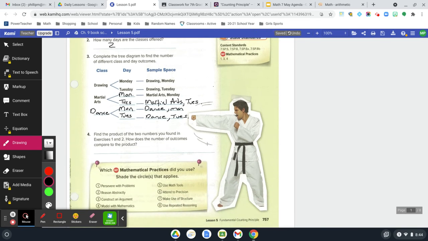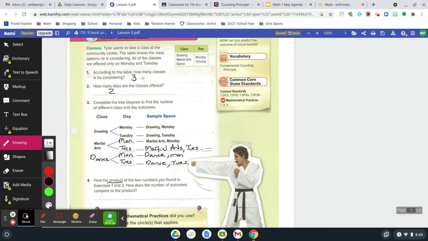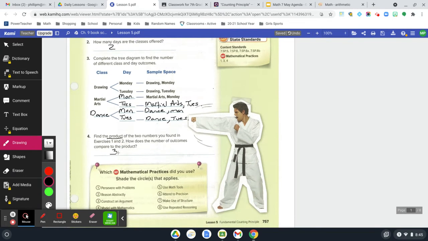Now, number 4, find the product of the 2 numbers you found in exercises 1 and 2. Product. How does the number of outcomes compare to the product? So when we find the product of those 2 numbers in exercises 1 and 2, product means to multiply. So we're going to take the 3 classes that are offered times the 2 days of the week that they're offered. So we're going to do 3 times 2 and see that there are 6 outcomes.